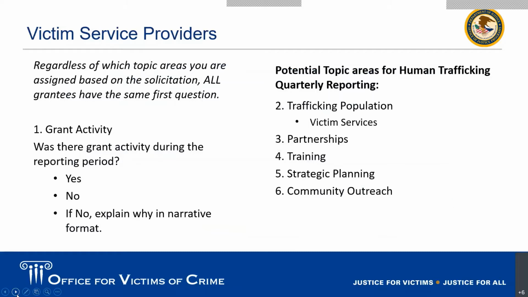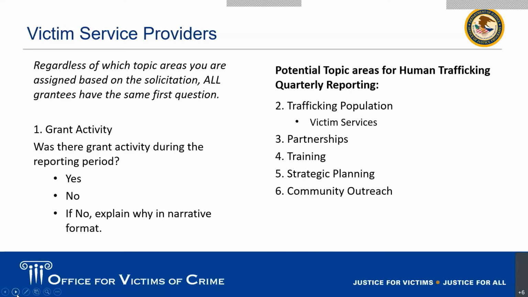So understanding what performance measures you need to collect and report on begins with the solicitation. OVC selects question sets and topics that best align with the activities associated with the award. From the solicitation, OVC performance measures are grouped into what we're calling topic areas, or you may hear the term question sets. For human trafficking victim service providers, those question sets are located here on this slide. You'll notice that there are basically 6 of them. I do have victim services there as a specific bullet point because even though you'll see that under the trafficking population section, that is a significant portion of questions for you to answer. So I do want to call that out as its own separate section.